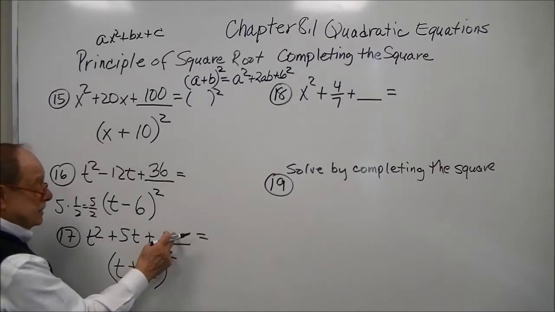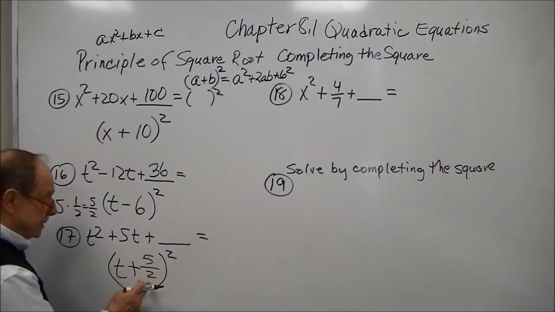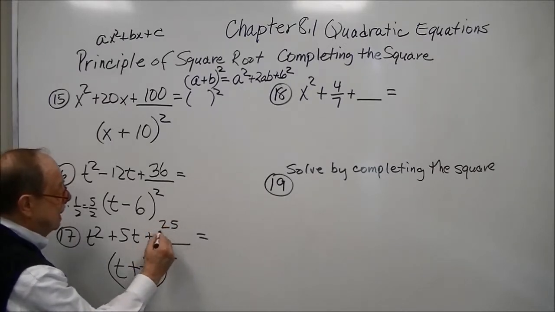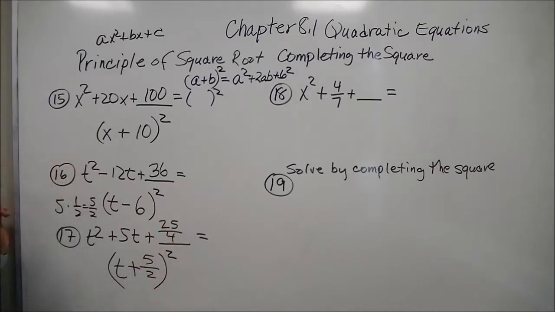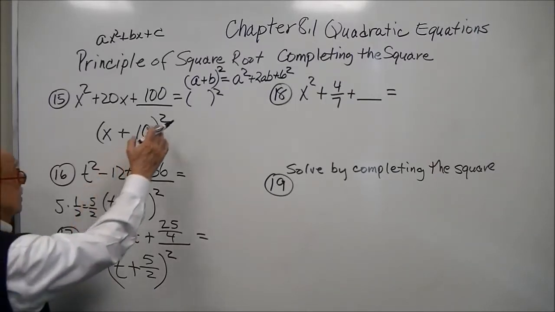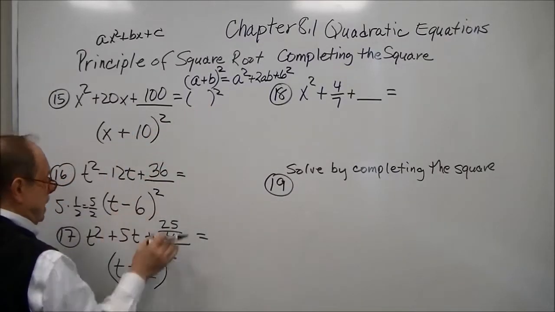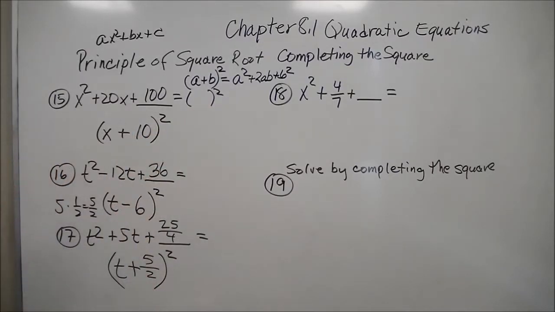Now, how do we get our C term? By squaring this. So this becomes 25/4. Okay? Now the equal sign is to put this over there. I just put it here. This is the technique. Number 18 is a little more challenging.